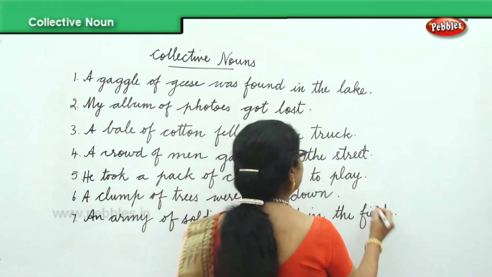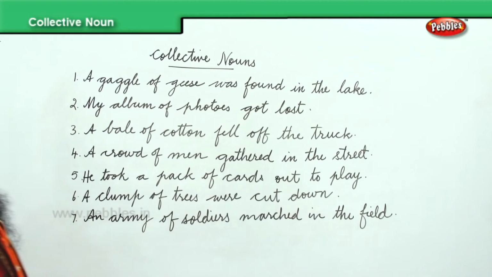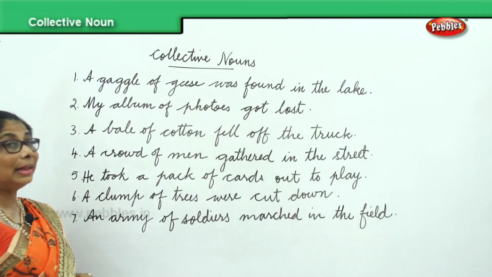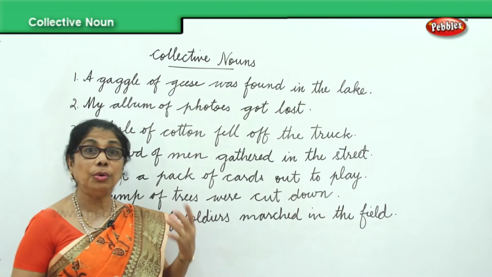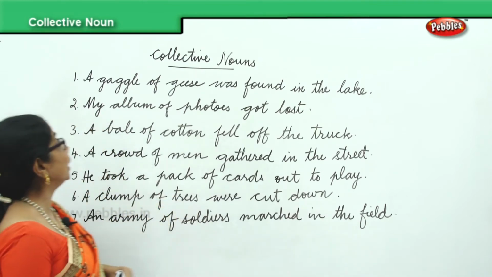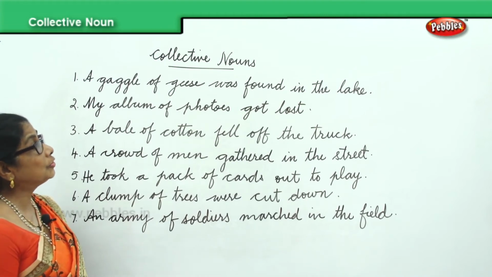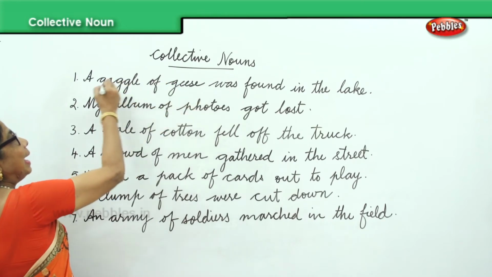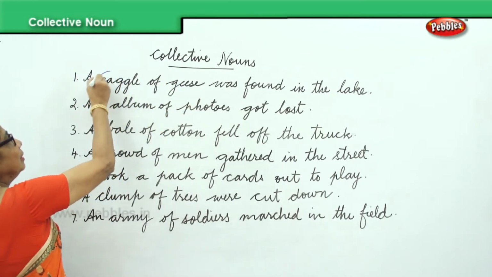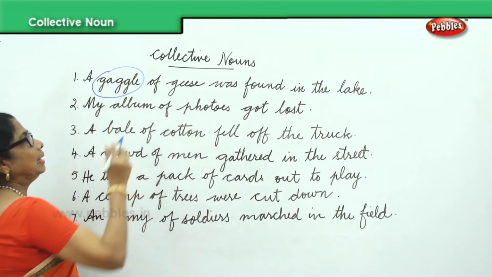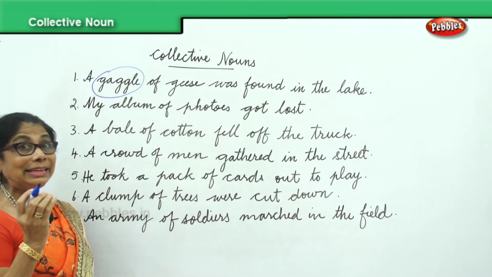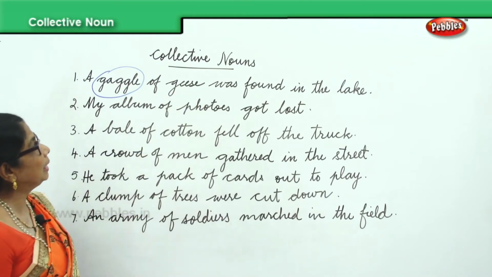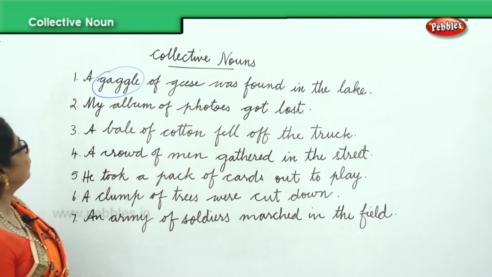Now, I have 7 sentences for you, and what we are going to do is circle out the collective noun, the group noun, the name of things. Okay. A gaggle of geese was found in the lake. Group name for geese: gaggle. So you have your word gaggle of geese. That's a group name, a collective name given for a number of geese together. So one collective noun we identified.